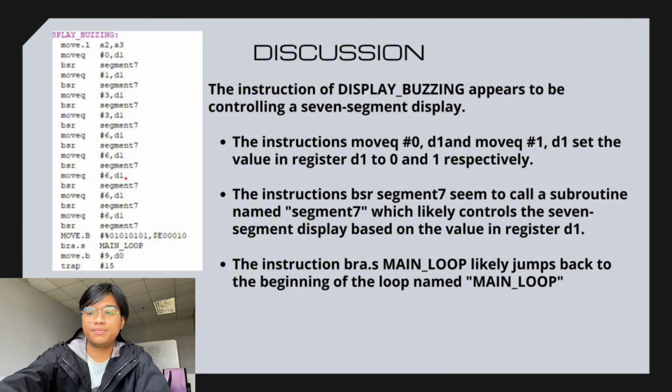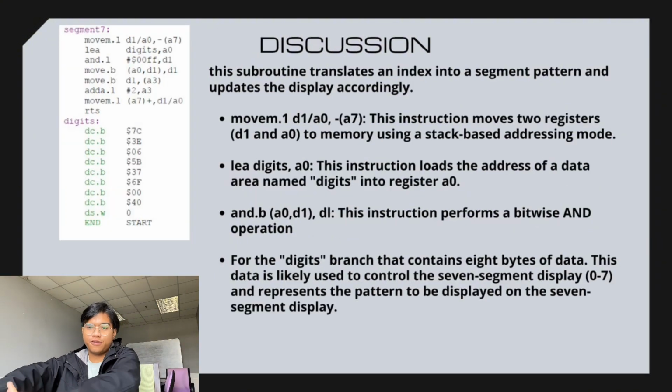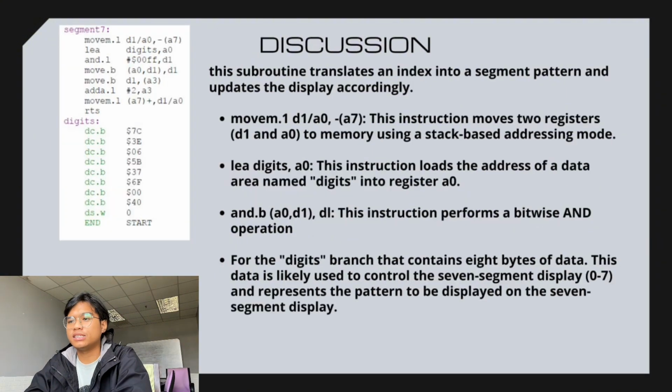For the last branch, which is the 5th branch of our discussion, it is about the segment 7 branch and the digit branch. The segment 7 branch is a subroutine that translates an index into a segment pattern and updates the display accordingly. And the digit branch contains 8 bytes of data. This data is likely used to control the 7 segment display 0 to 7 and represents the pattern to be displayed on the 7 segment display itself.